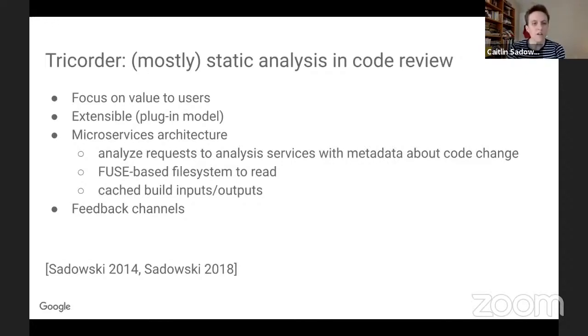And Tricorder also uses, as I mentioned, feedback channels to get feedback from developers while in the review and send that back to the people that actually wrote the analyzers. The key design point in Tricorder is focusing on value to users. Once we had the prototype working on those 100 million line programs, how do we make sure that it's really useful?